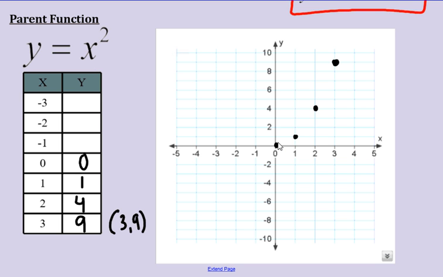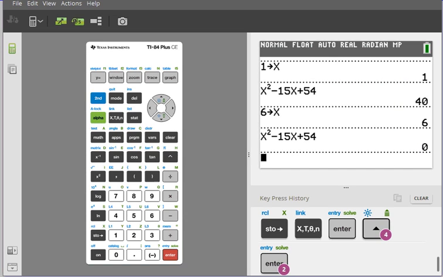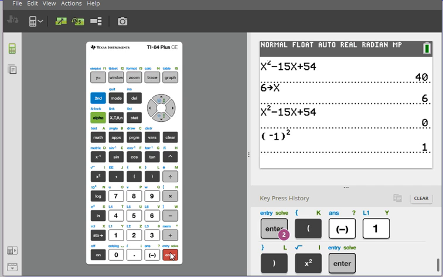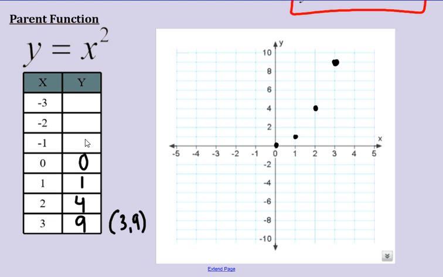Then I'm going to start with the negatives. Negative 1 squared is negative 1 times negative 1. It is not negative 1. Remember, when you put that into the calculator, you need to put parentheses around your negative. Otherwise, it won't do the order of operations correctly. Negative 1 squared is a positive 1.